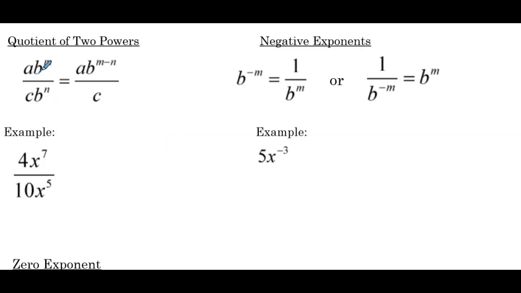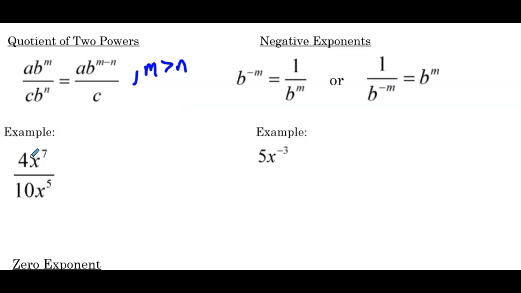So a times b raised to the m power over c times b to the n power is going to give us a times b to the m minus n over c. Now, we should make note here that we are assuming that m is greater than n. Okay, so what does this mean? Well, if we're dividing two expressions where they have the same variable, we're going to subtract their exponents. And it's going to be the exponent in the numerator minus the exponent in the denominator.